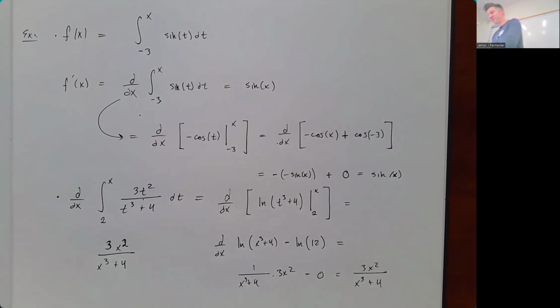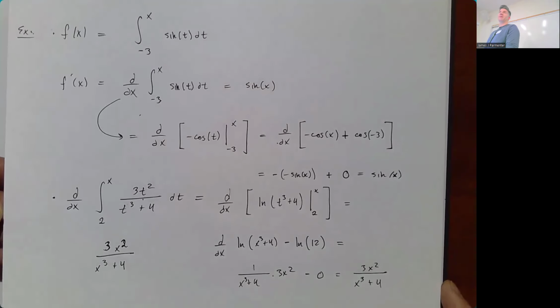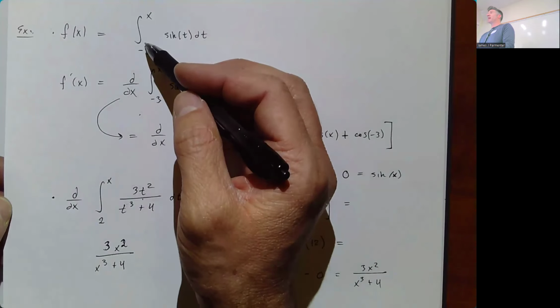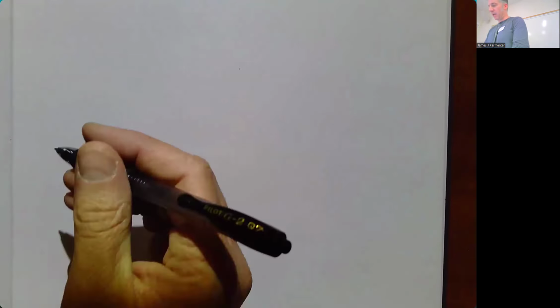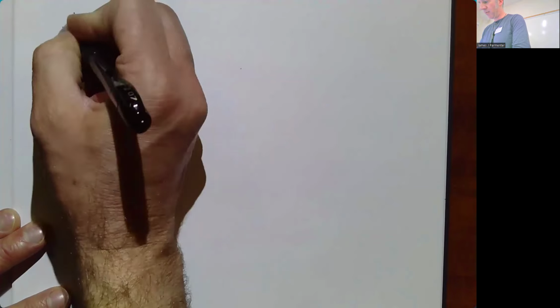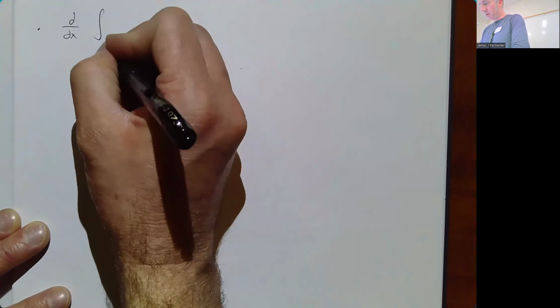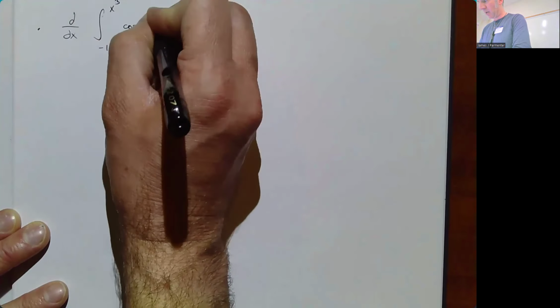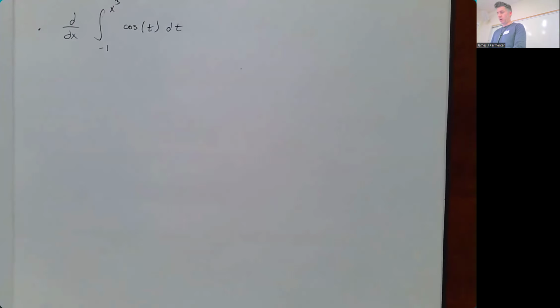Speaking of the chain rule, sometimes these fundamental theorem of calculus part 1 questions are more complicated. Specifically, sometimes the thing up there is not just x. It could actually be a function of x. So for example, I could say, what's the derivative of the integral from -1 to x cubed of cosine of t dt? Oops, you can't quite see that, sorry.